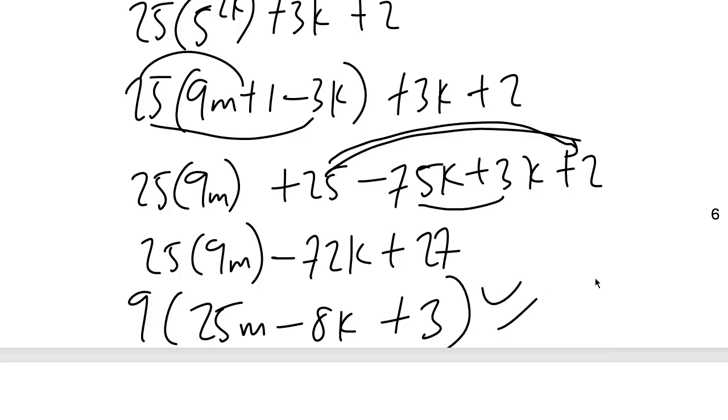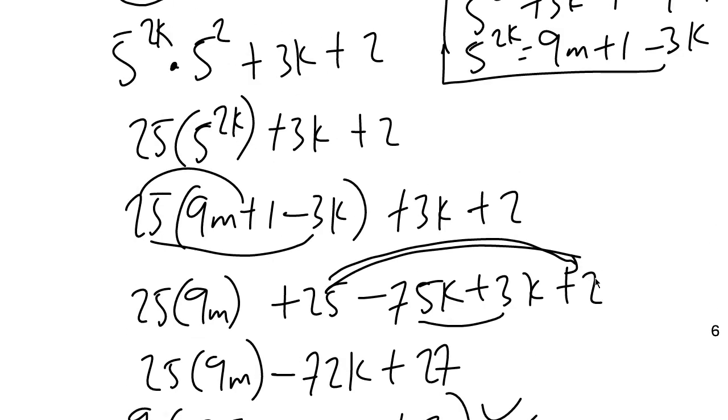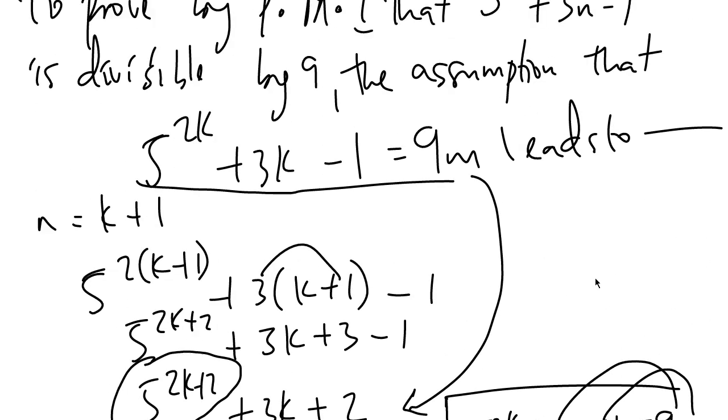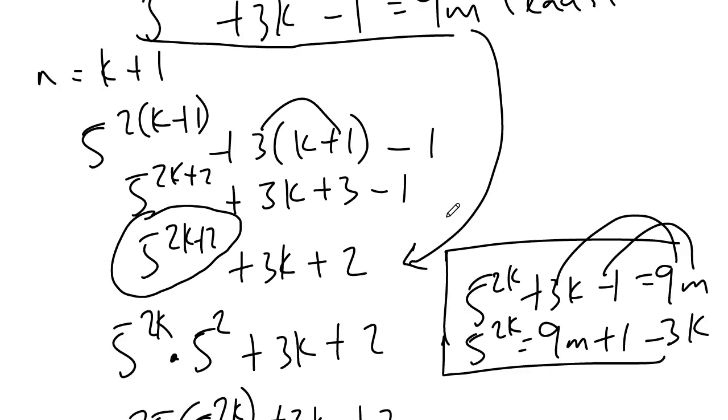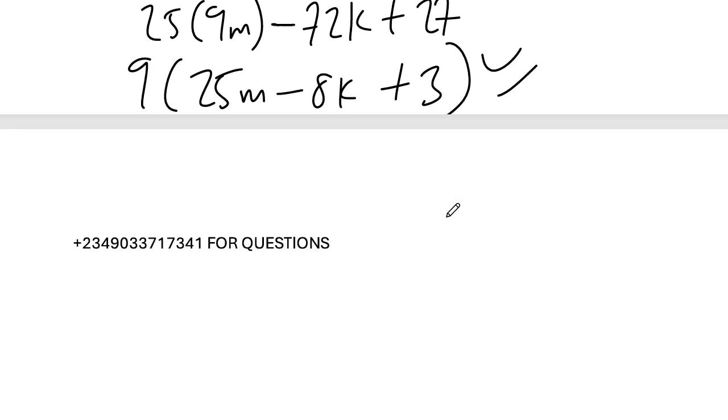So it's a very simple thing. Once you are given the question, you substitute what? n equal to k plus 1. Then you now make the expression similar to what was given to you, which is 5 to the power 2k plus 3k minus 1 equal to 9m. You now express it in that form. You see what I did with the powers? Do you get it? And then at the end of the day, you have your answer.